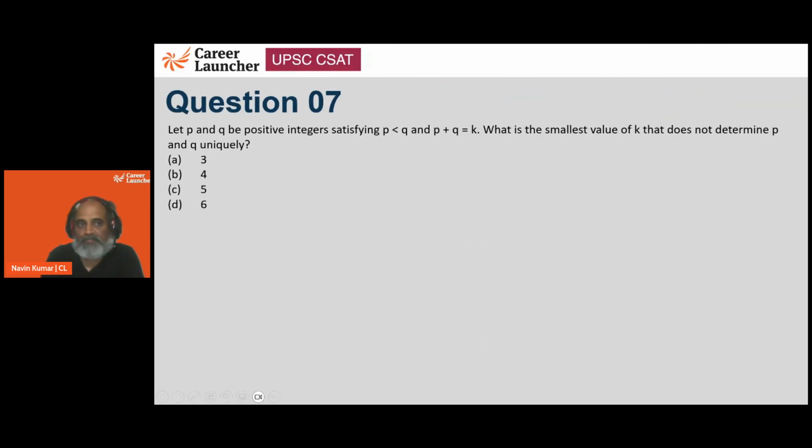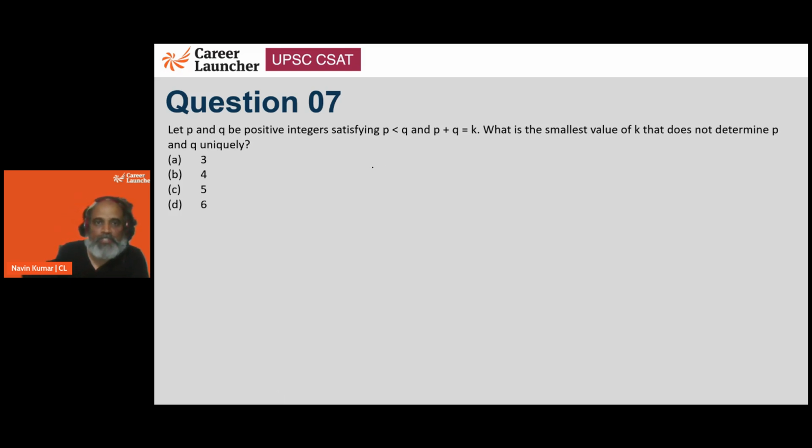Next one. Let P and Q be positive integers satisfying P less than Q and P plus Q is equal to K. What is the smallest value of K that does not determine P and Q uniquely? So instead of solving it, trying to make sense of what the question says, let's use the options.